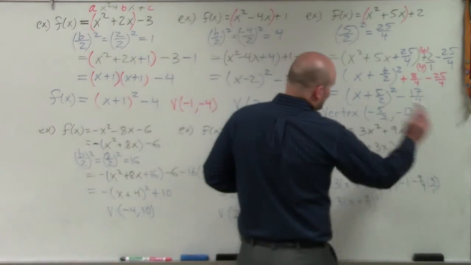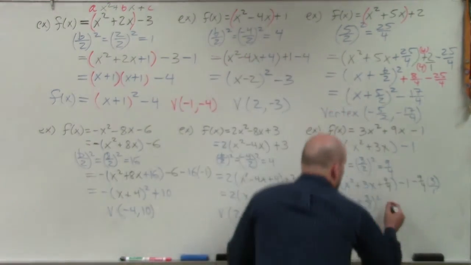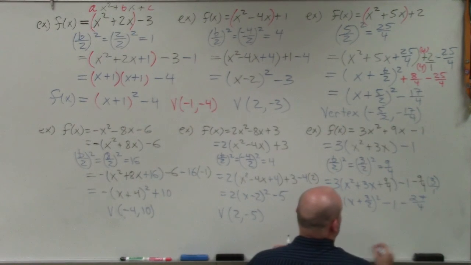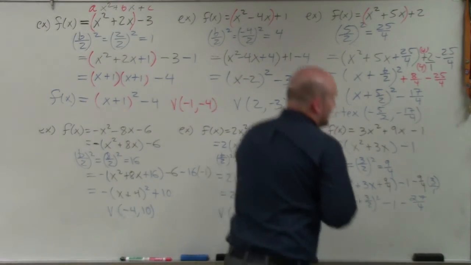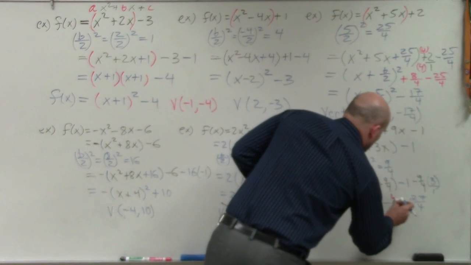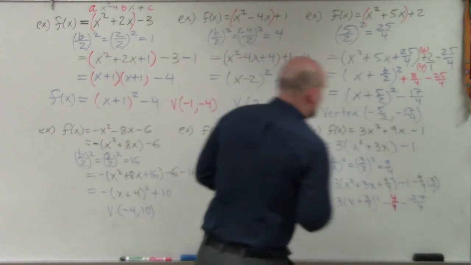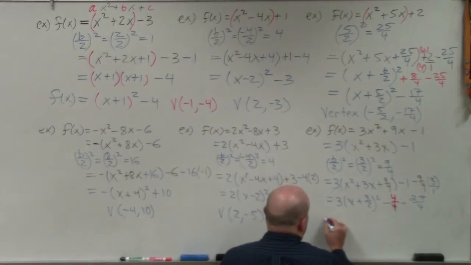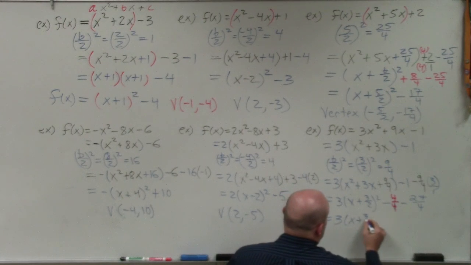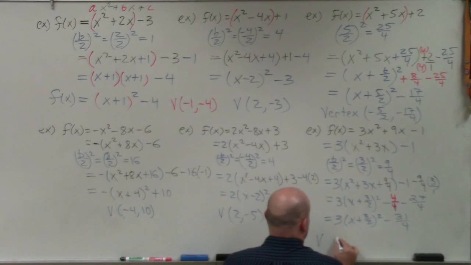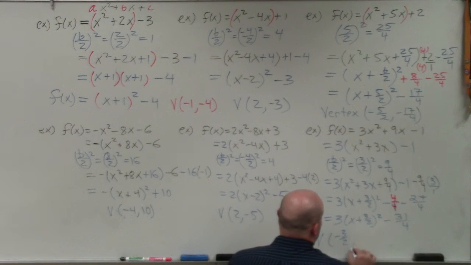Now I just need to do my fraction operations. So that becomes a negative 1 minus 27 over 4. Well, now I need to recreate 1 as a fraction with a denominator 4. Well, 4 over 4 is the same as 1. So now I have negative 4 minus 27 over 4. So my final answer is going to be 3 times x plus 3/2 squared minus 31 over 4. So my vertex is going to be a negative 3/2, comma, negative 31 over 4.